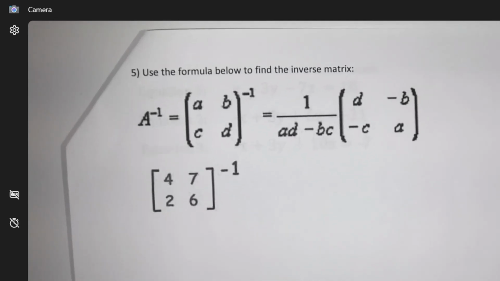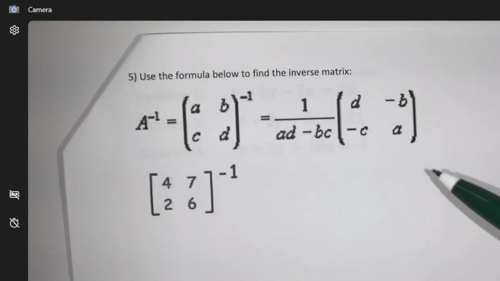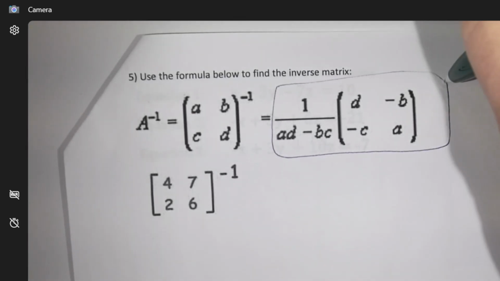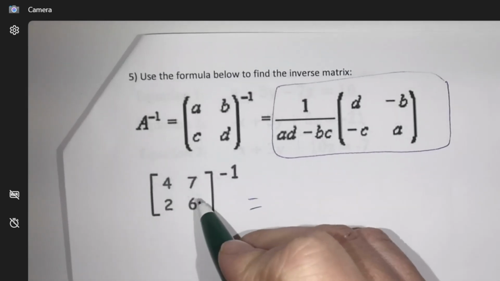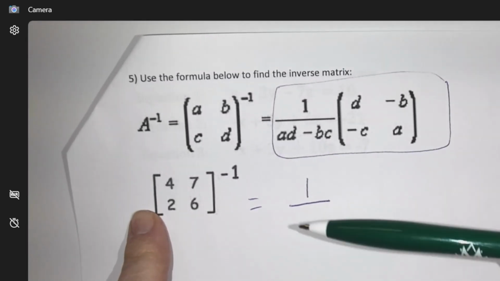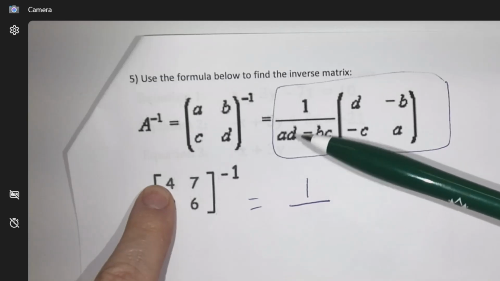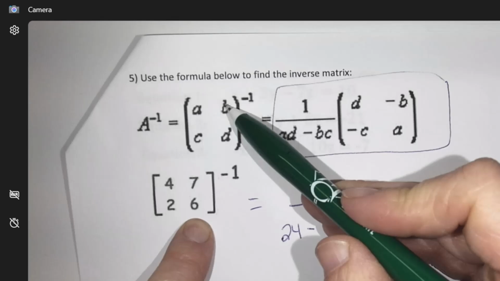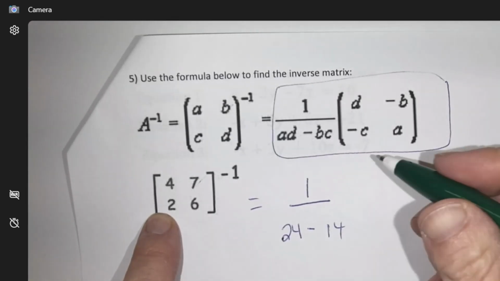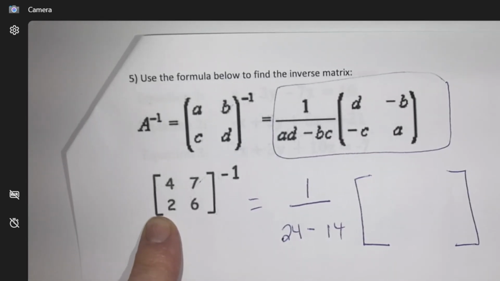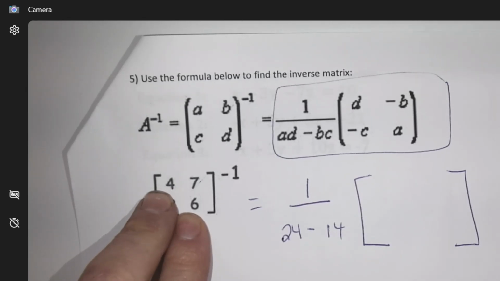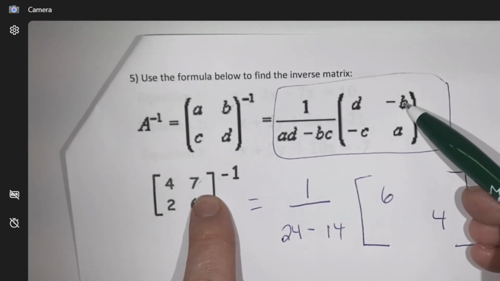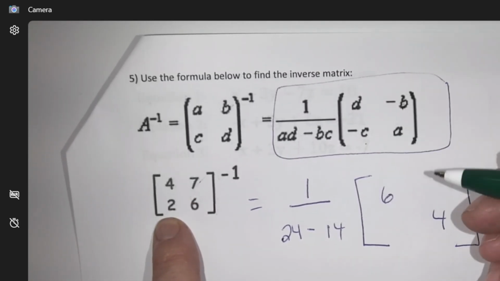So this is a formula for an inverse. So I will give you that formula. Okay, so here we go. We're going to find the inverse to this. So 1 over AD, so that would be 4 times 6, 24, minus BC, 14. And then the 4, 6 have to flip-flop. And then the 7, 2 have to negate.